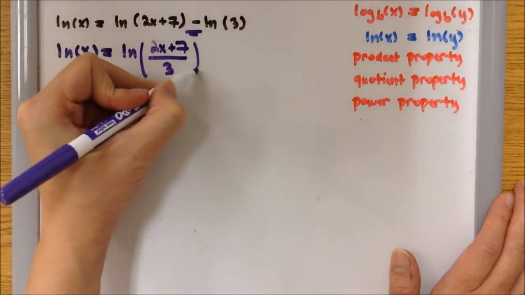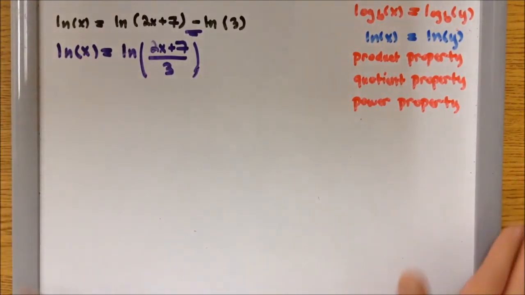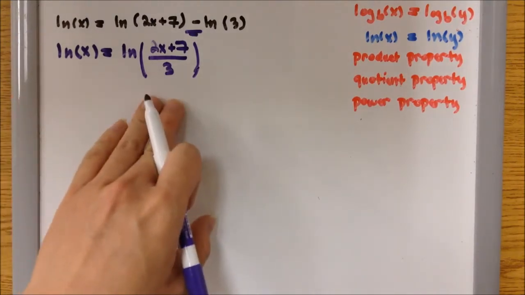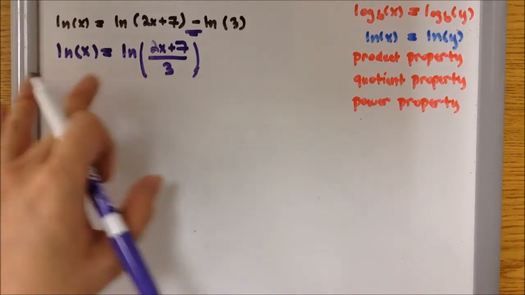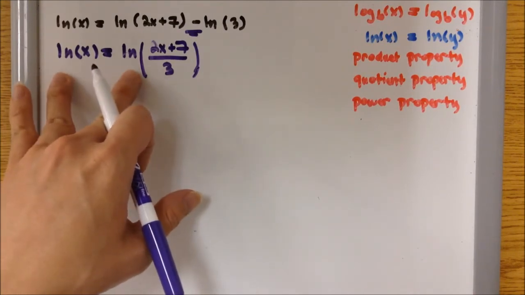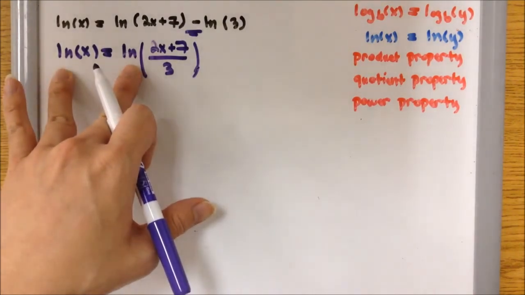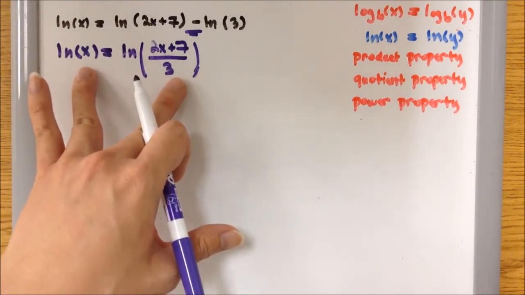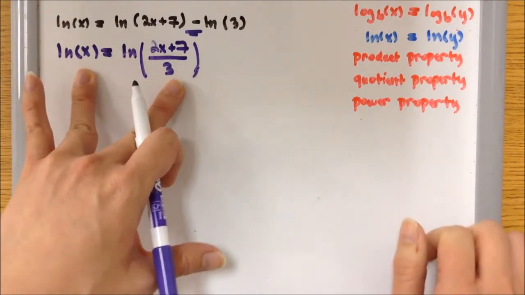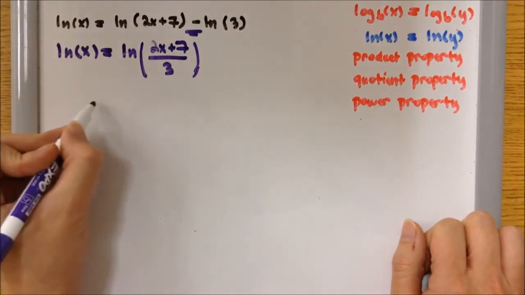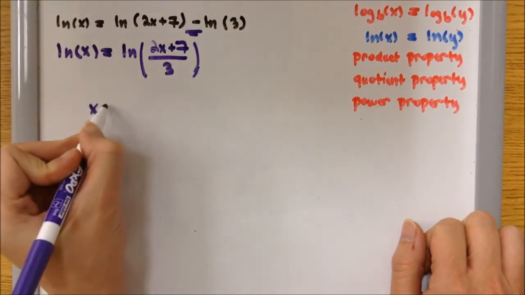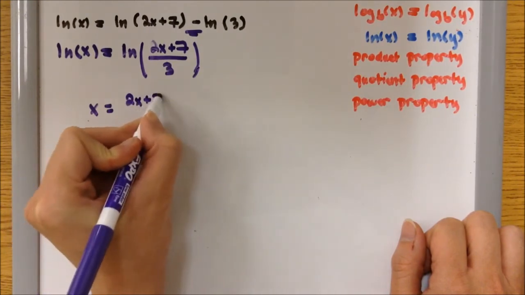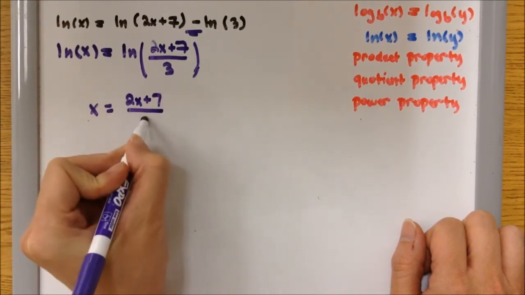Alright. Now taking a look, we have one natural log on the left, we have one natural log on the right. So since they're both, again, the same base of e, that means that we can set what's inside the natural log equal to each other. So x equal 2x plus 7 over 3.